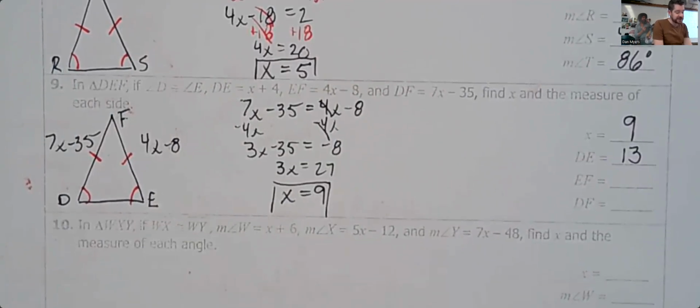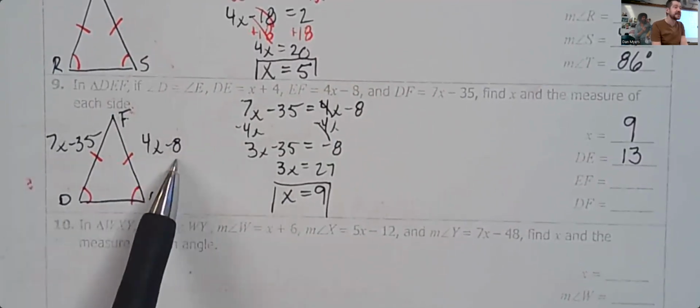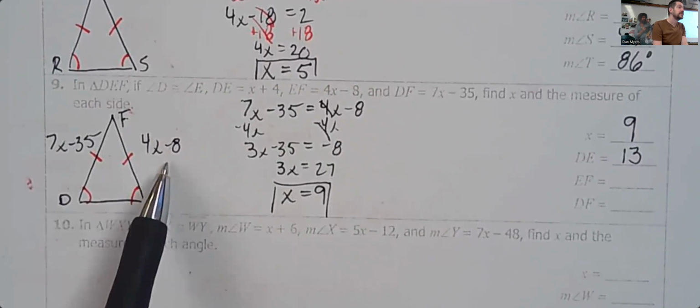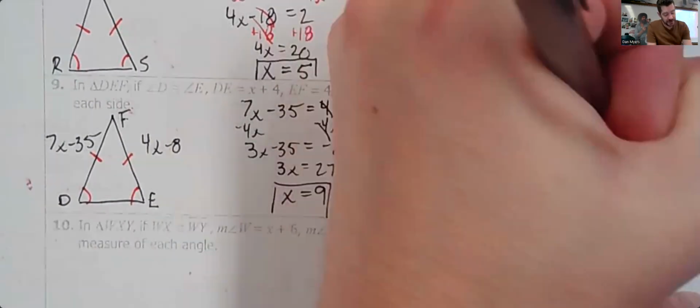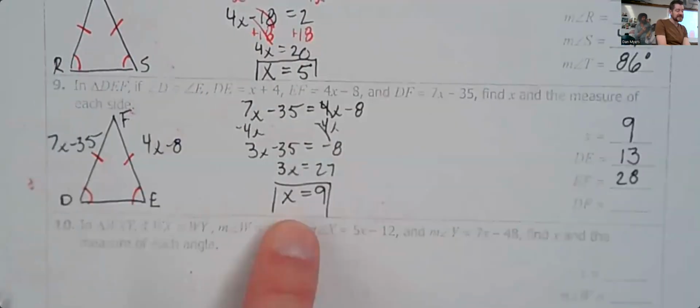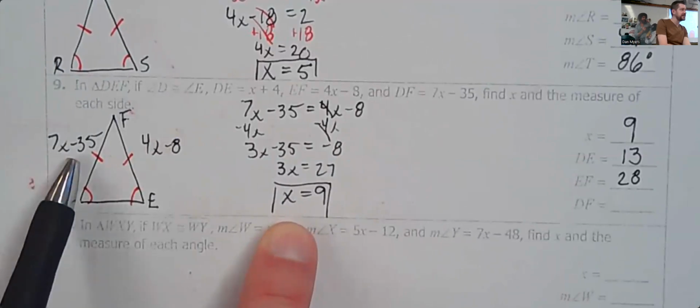For EF, that's this one here. 9 times 4 is 36. 36 minus 8 is 28. All right, so EF is 28. 9 times 7 is 63. 63 minus 35.